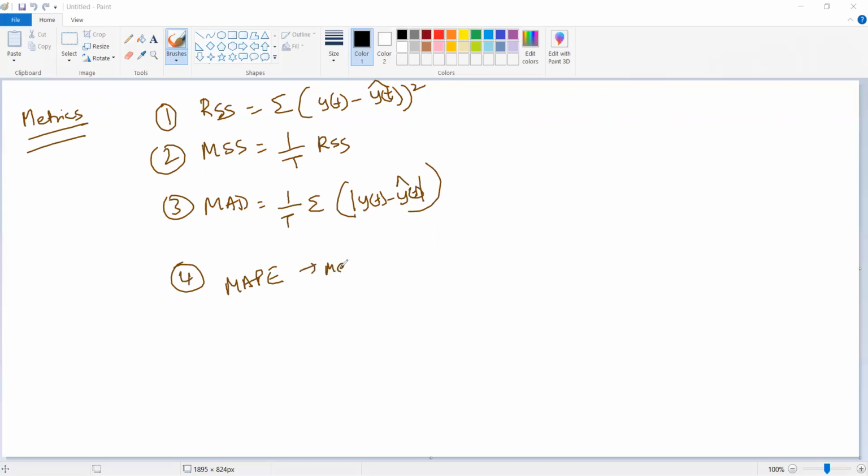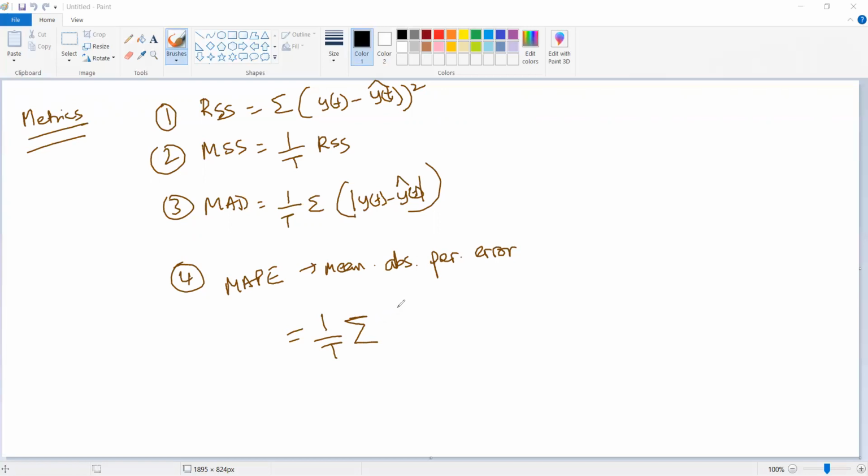This is mean absolute percent error. How is this done? Carefully look at the formula, you will come to know how this is done.